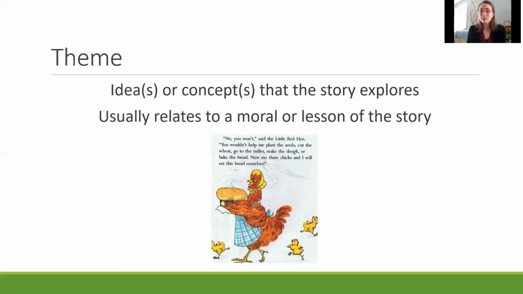And we also see some themes such as the value of family. The little red hen gives this food to her chicks rather than sharing it with these other people in her community. So she's taking care of her own first. So that could be another theme that we explore here.